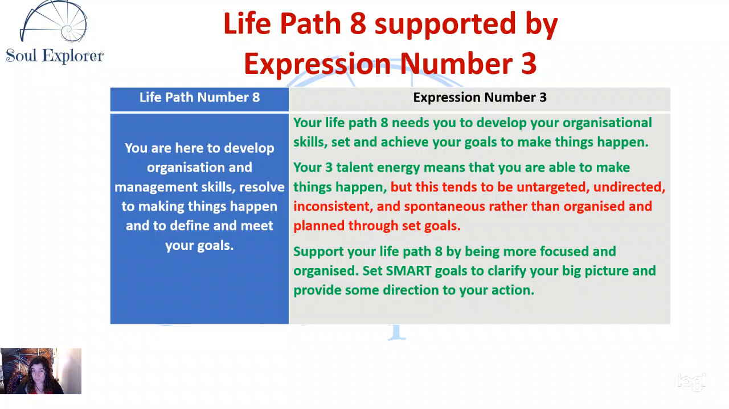So this might not be easy, well, a lot of things aren't, but support that life path 8 by working on being more focused, more organized, set more SMART goals: specific, measurable, achievable, relevant and timely. Make sure your goals are smart, that you have a time frame, that they're specific. Clarify your big picture so that you can set goals and look at the direction that you're willing to take to provide you with some direction to your action. Really, really important in this lifetime.